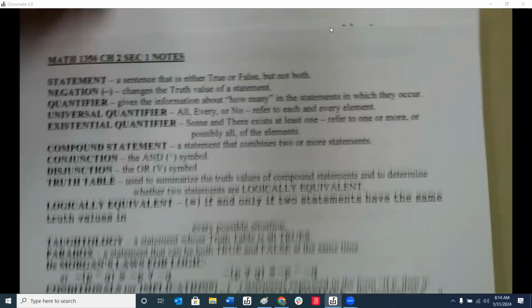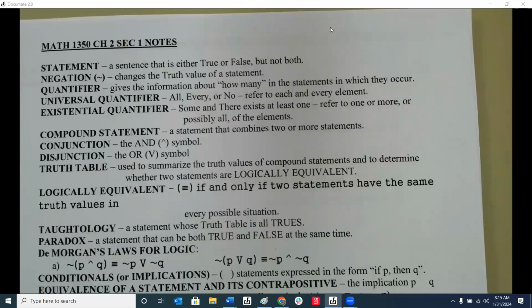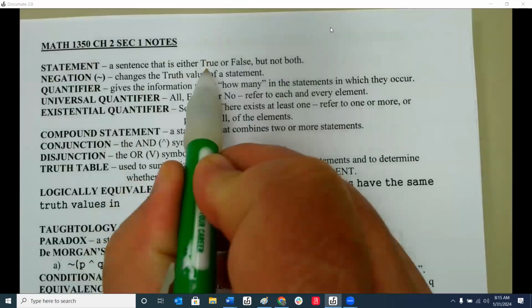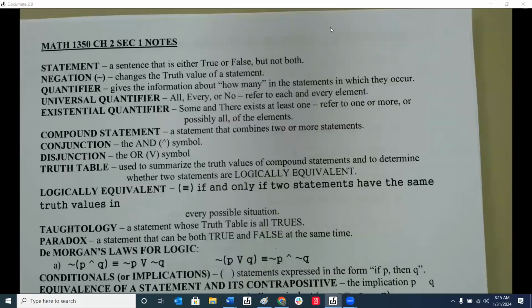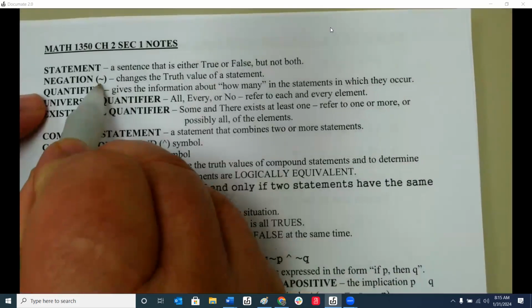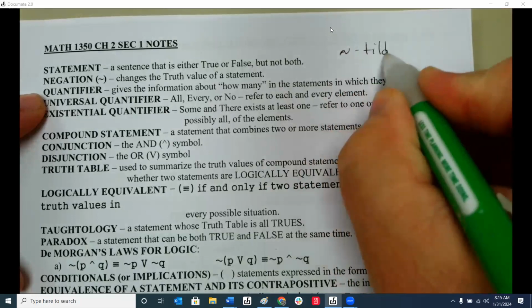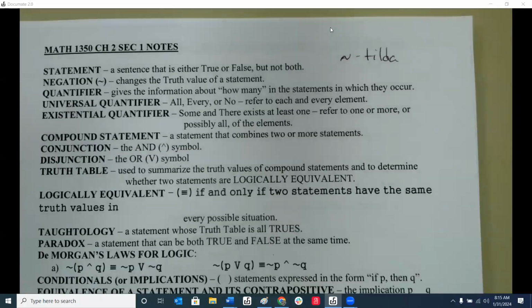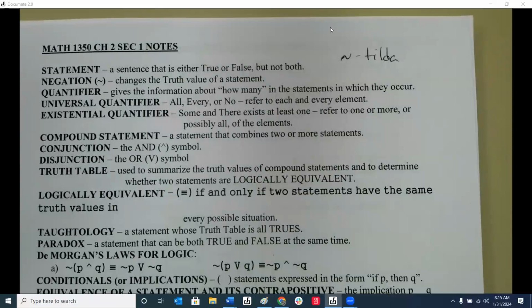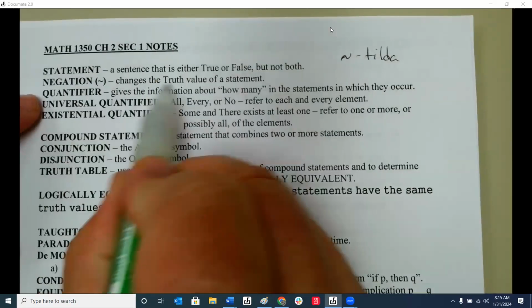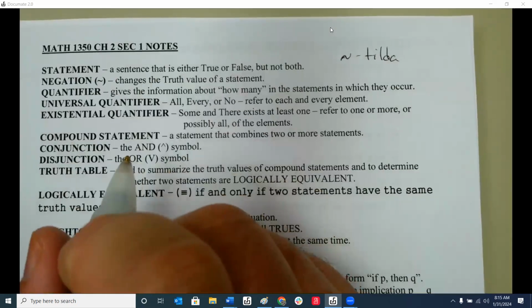So let's look at these words. Let's first define a statement. A statement is a sentence that is either true or false, but not both. And we're going to define what true and false means later on. Negation, that little symbol there, is called a tilde. If it's in front of something, it changes the truth value of that statement.